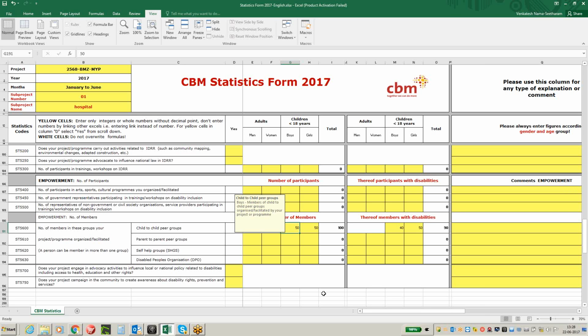And I also want to add that all BMZ projects, EU projects, Australian or USAID projects, all these which might have different reporting systems to report as per the donor's need, also need to fill in this statistics form without fail, except for emergency projects. Except for emergency projects, all projects need to fill in this statistics form.